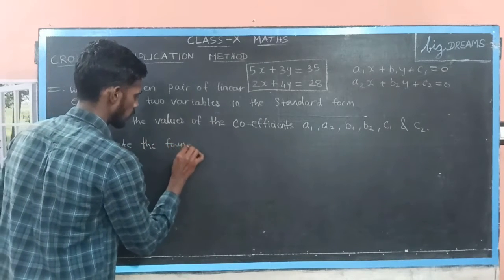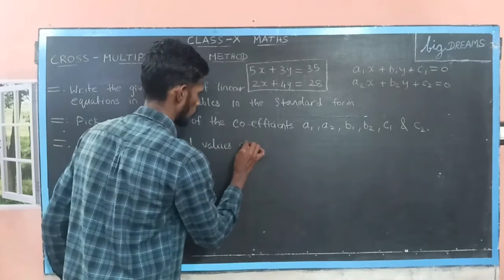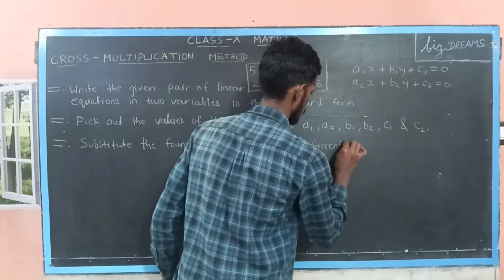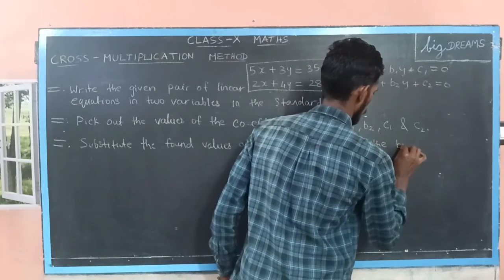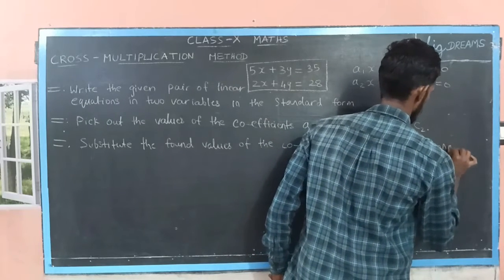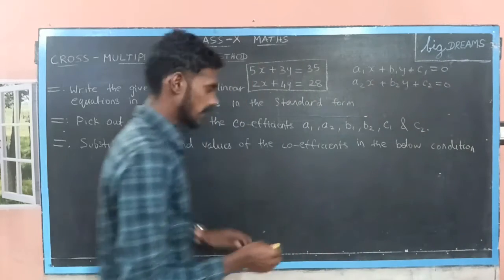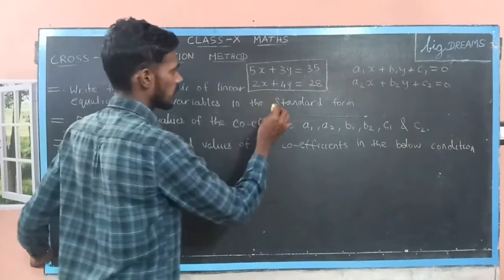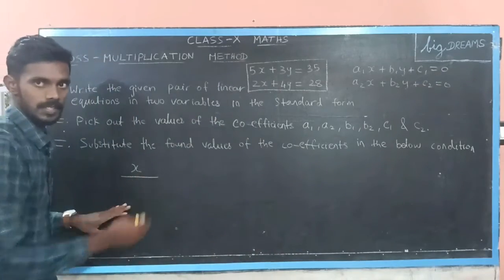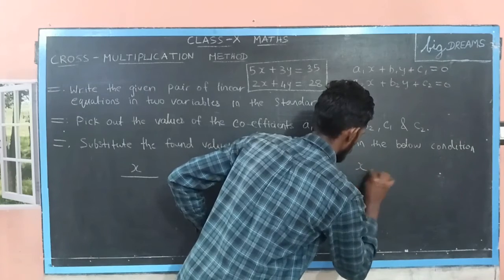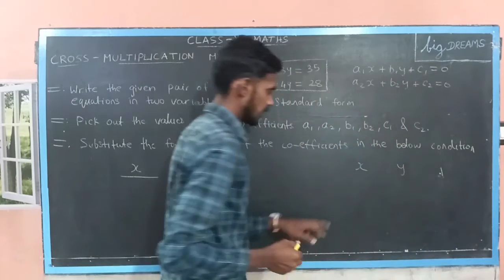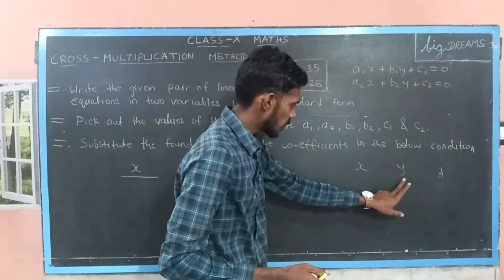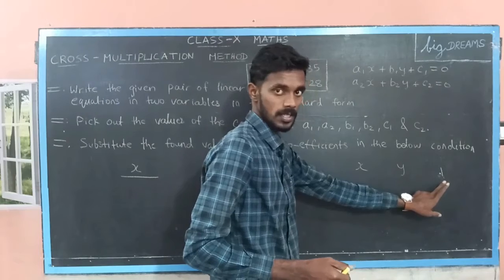substitute the found values of the coefficients in the below condition. I will write the condition here. First you have to draw a diagram to understand this equation clearly. It is x, y, 1. I am writing x, the coefficient of x is plus 1. I am writing y here, the coefficient of y is plus 1. Then I am writing a constant term plus 1.